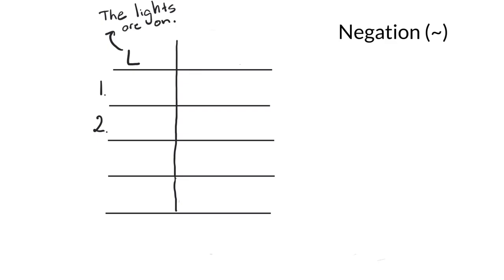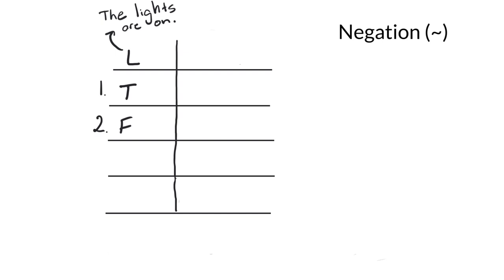In this video, I'm going to introduce and demonstrate the negation symbol, which for us is symbolized by the tilde. It's a little squiggly horizontal line. It's not a dash, it's a squiggly line. So let's start with an atomic sentence that we'll symbolize using L to stand for the lights are on. So the lights are on can be true or false. So we'll put those down on the truth table.